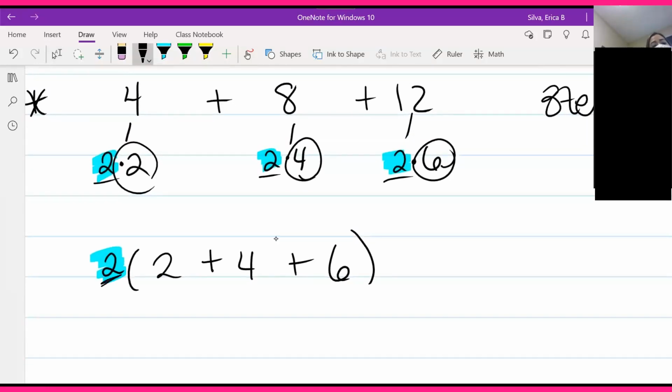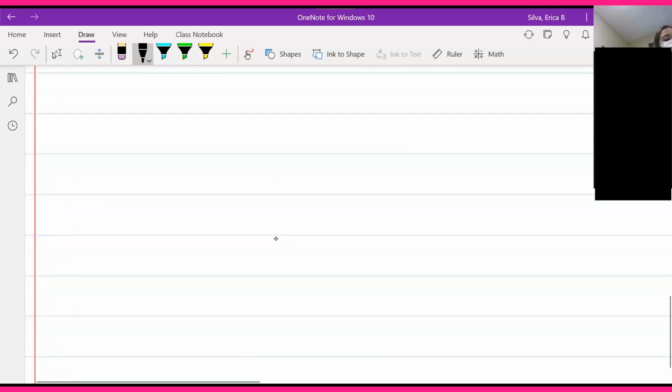I'm just showing you what a factor is. So the factors of 4 are 2 and 2. Factors of 8 are 2 and 4. Factors of 12 are 2 and 6. And if we take out the greatest common factor, it's 2. And whatever we have left over stays in here. Now I'm going to go a step further.